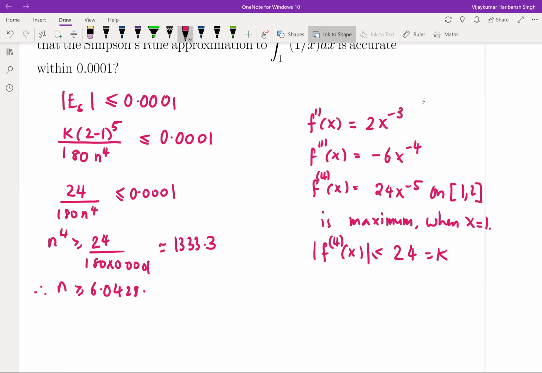But n cannot be 7. Since n cannot be odd. Why? Because that's the definition of Simpson's rule, right? You divide into even parts. So n cannot be odd. Therefore, n equals what? 8. Yeah, and this is important. This is a key point to remember.